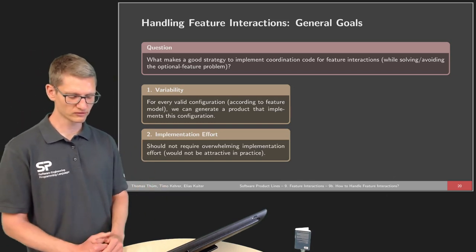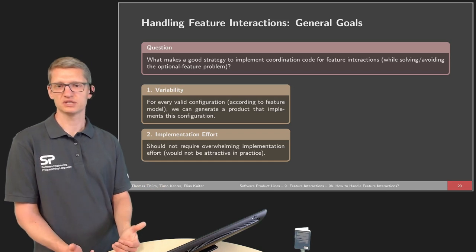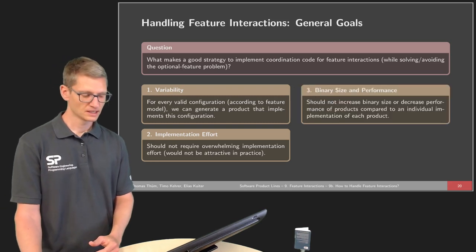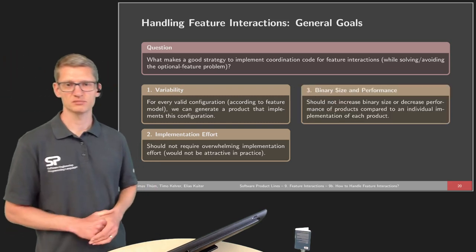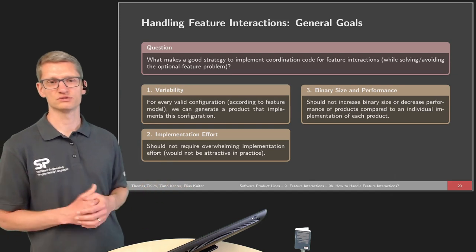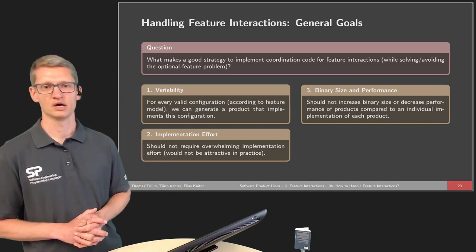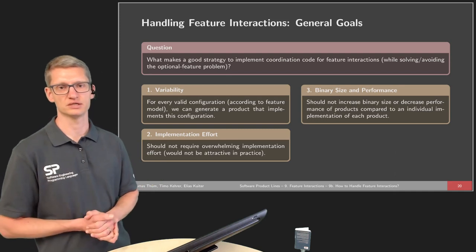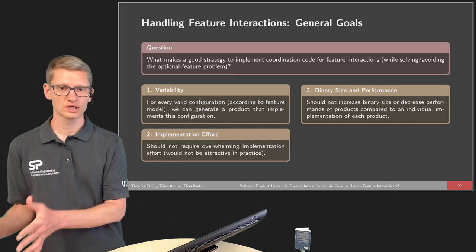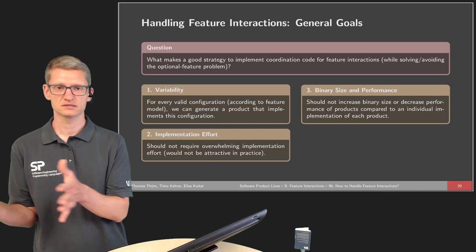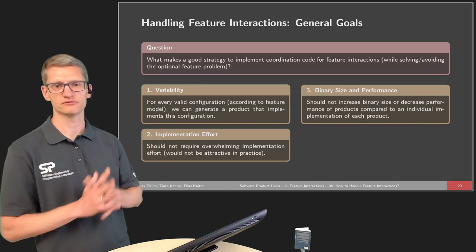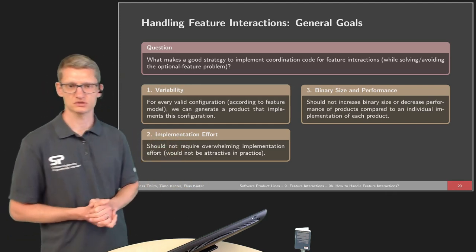We should not require overwhelming implementation effort. It would not be attractive in practice if we introduce a lot of implementation effort. Then sometimes the most critical part would be binary size of the program or the performance. So we do not want to increase the binary size or decrease the performance of our products compared to an individual implementation of each product. Right? So we could consider, compared to clone and own development, where we can optimize each product completely within certain details, we do not want to have a disadvantage when implementing this with a certain strategy when it comes to those feature interactions.